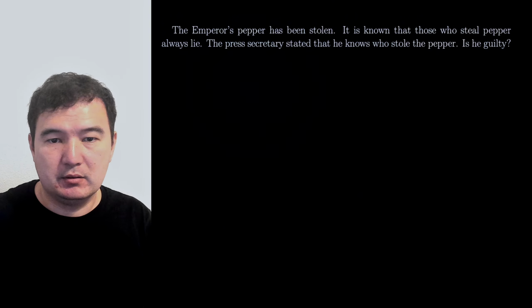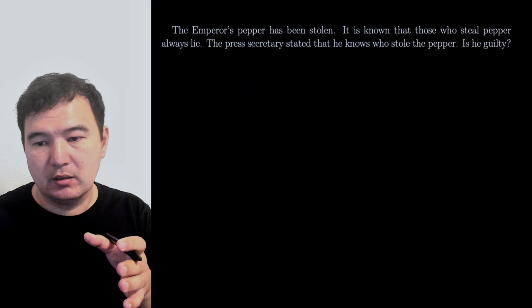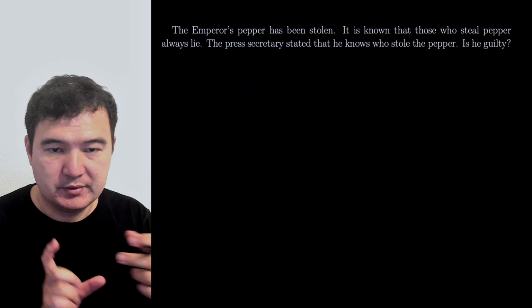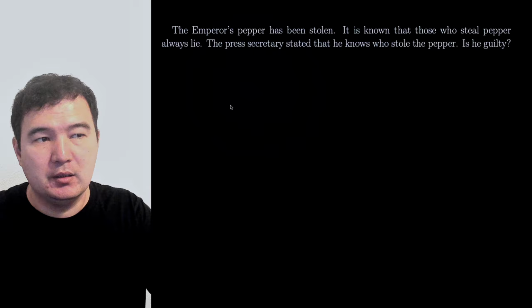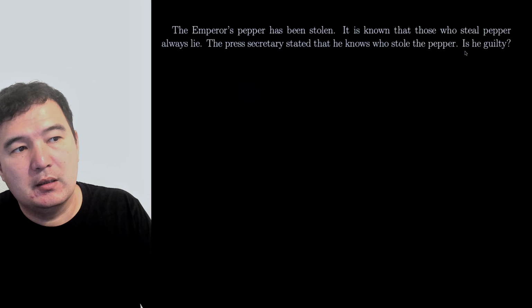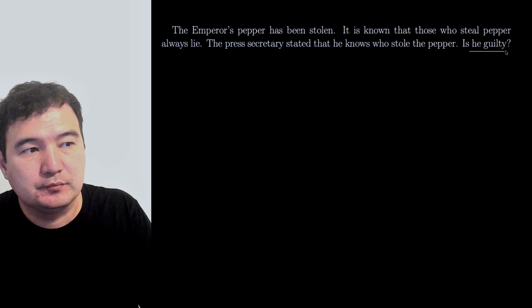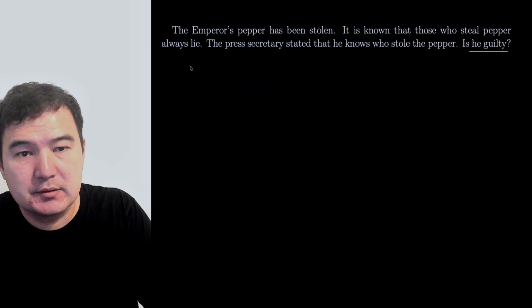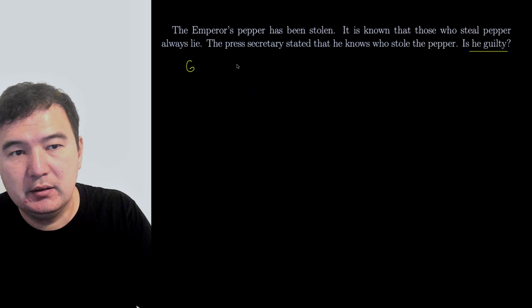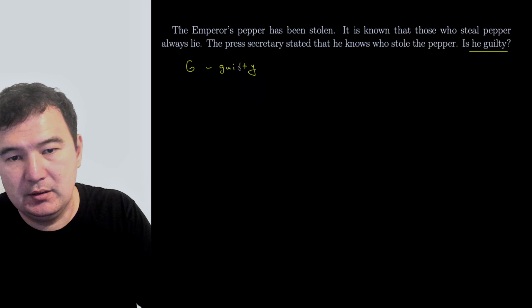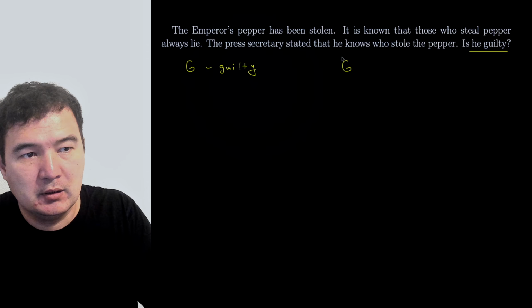You can make some notations to make your statements more rigorous, and then work out the combination of statements. So let's start with this last sentence. Is he guilty? There are two options: guilty or not guilty. Let's denote guilty as G, and G dash, like not guilty.